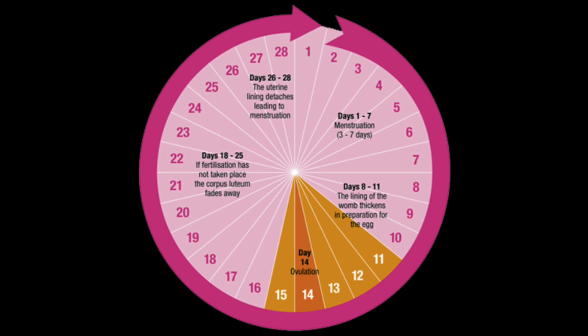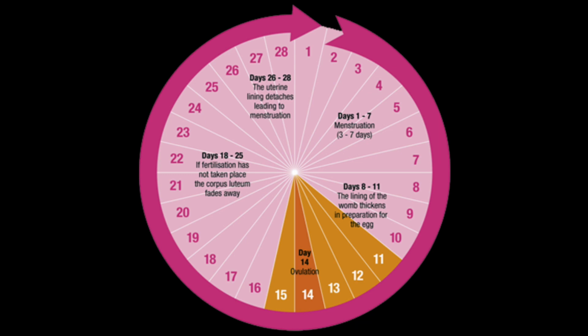The average person's menstrual cycle is between 28 and 30 days. Some people have shorter cycles while some have much longer cycles. The first day of the person's period is considered the first day of their menstrual cycle. Their period then typically lasts from 3 to 7 days.